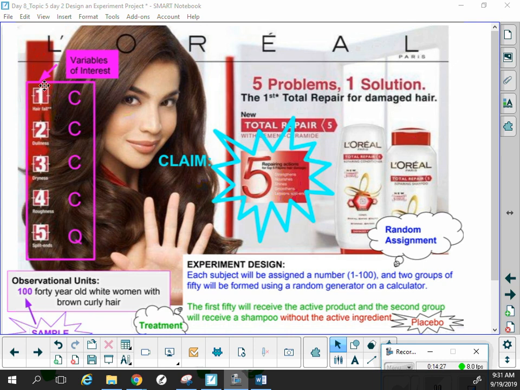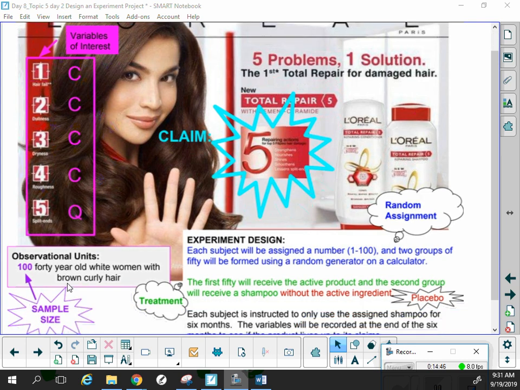These were all the variables of interest. These are the 5 things it said that it was going to do. I think some of them are like dryness, dullness, frizziness, split ends, that kind of thing. And you can see I labeled them as categorical or quantitative. So those are my variables of interest.